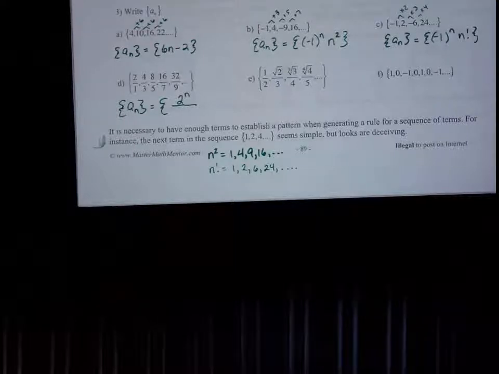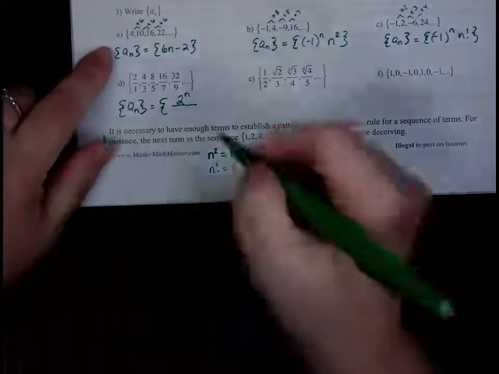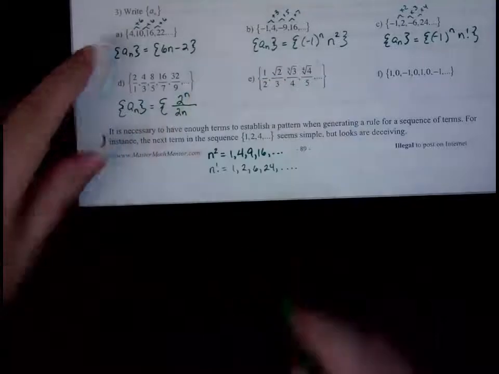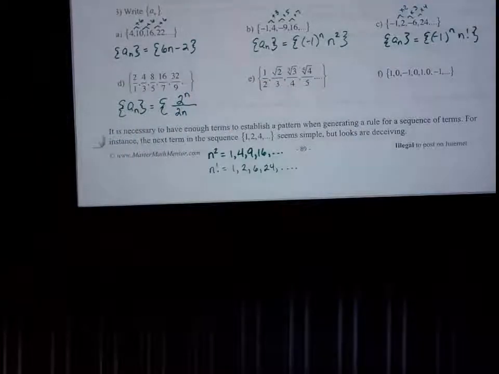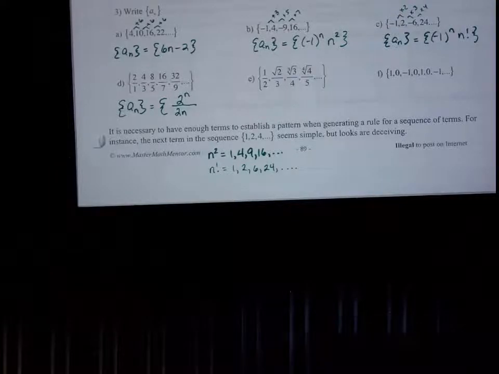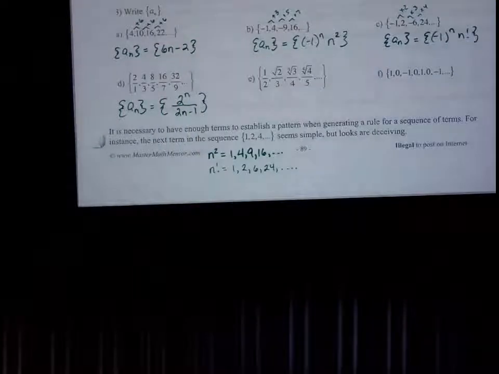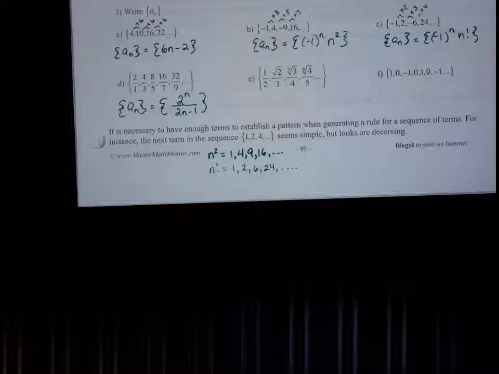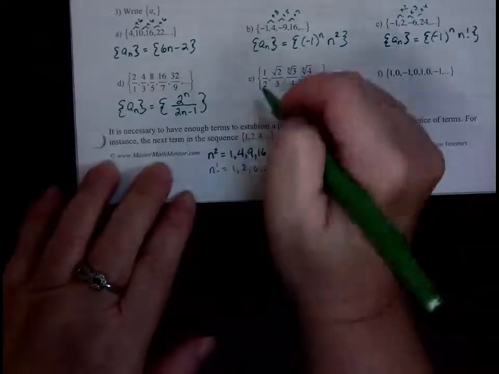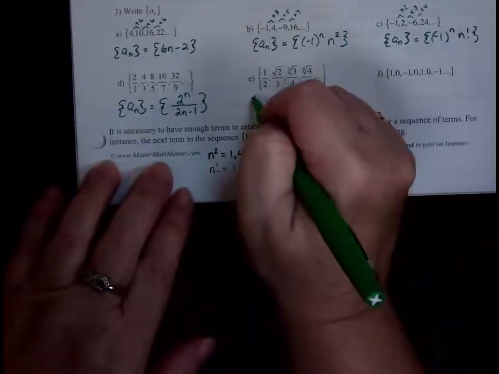What's happening on the bottom? We're adding 2. So we're going to do it like we did letter A. So we know it's going to be 2n, because that's adding 2. But how do you modify that to get the first term to be 1? Not minus 2, minus 1. There it is. 2 to the n over 2n minus 1. There's the pattern. You see how it's a lot of guess and check and trial and error for these kinds of things?